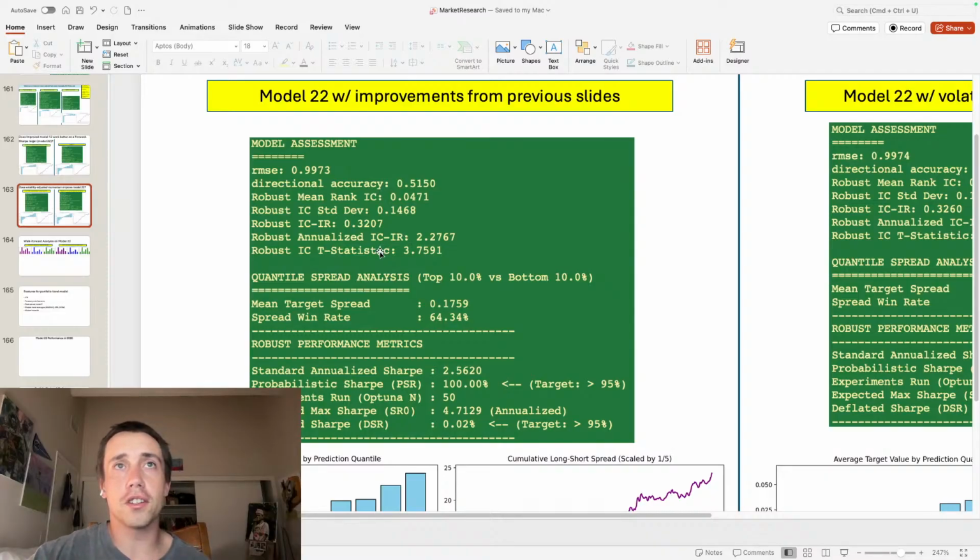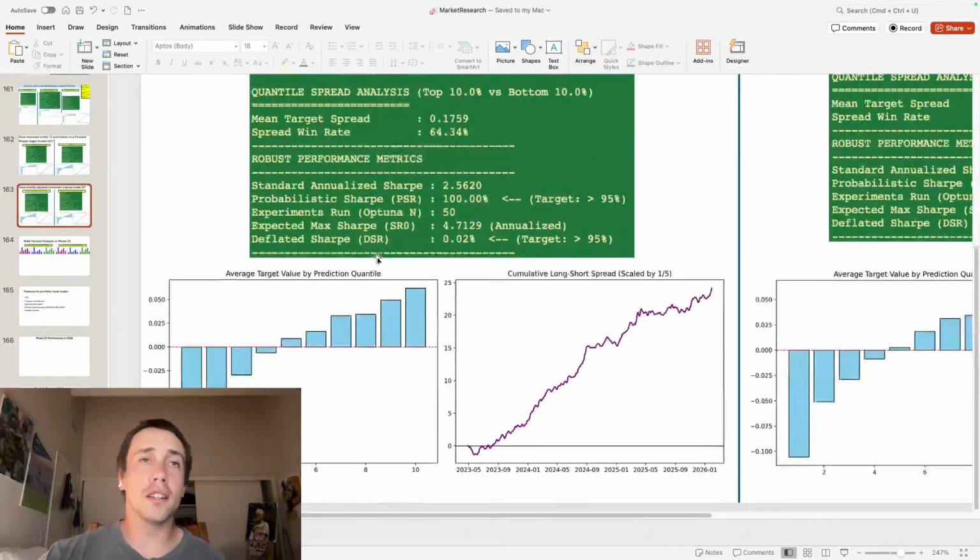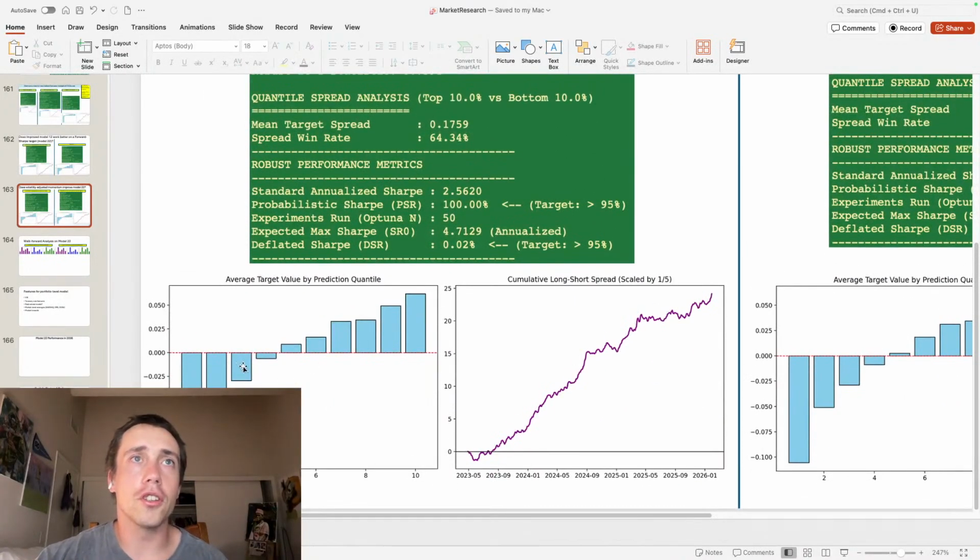And the T statistic, I'm shooting for 1.98, and I'm getting 3.8. So this looks really good for those reasons. Secondly, it looks really good. This is a model that's training from 2011 to about 2019 or so. It's validating, so tuning the hyperparameters of the model, from 2019 to about end of 2022, and then it's testing on mid-23 through the beginning of 26.